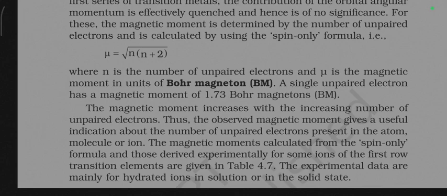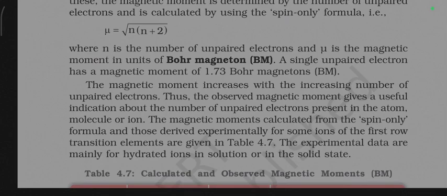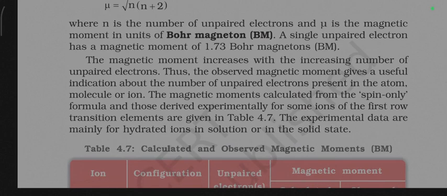mu is equal to the square root of n into n plus 2, where n is the number of unpaired electrons and mu is the magnetic moment in units of Bohr magneton, BM. A single unpaired electron has a magnetic moment of 1.73 Bohr magnetons. The magnetic moment increases with the increasing number of unpaired electrons.